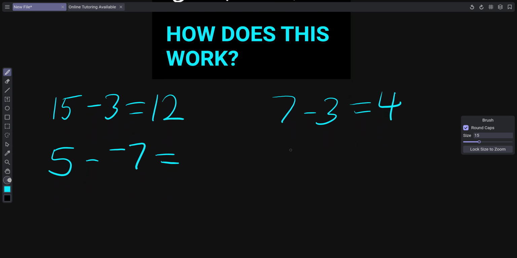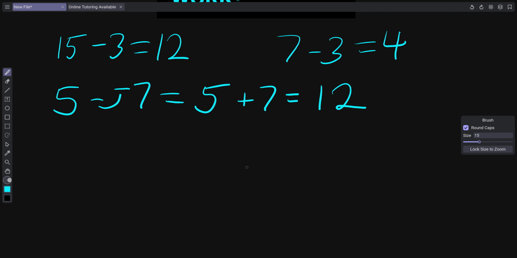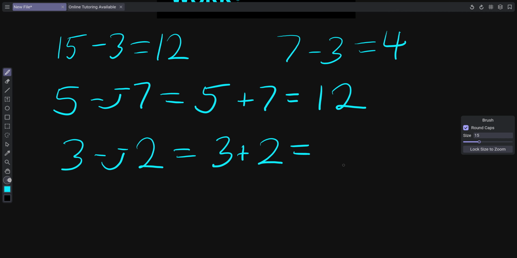these two negatives, so this negative and this negative, are actually going to create a plus sign, and then it's just going to become positive. So you wind up with 5 plus 7, and this is just going to give you positive 12. Similarly, if we had something like 3 minus negative 2, the minus sign and the negative sign will combine. They will create 3 plus 2, and this will give us 5.